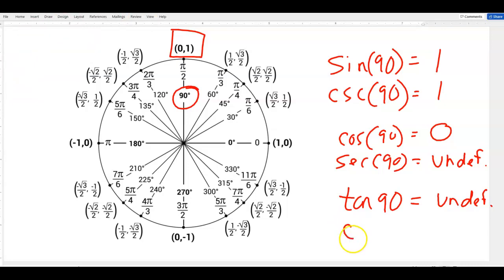All right, let's do the reciprocal of tangent. Let's do cotangent. So instead of y over x, it's x over y. Now, when you have 0 on the top, that exists. That just equals 0. And so there's our answer for 90.